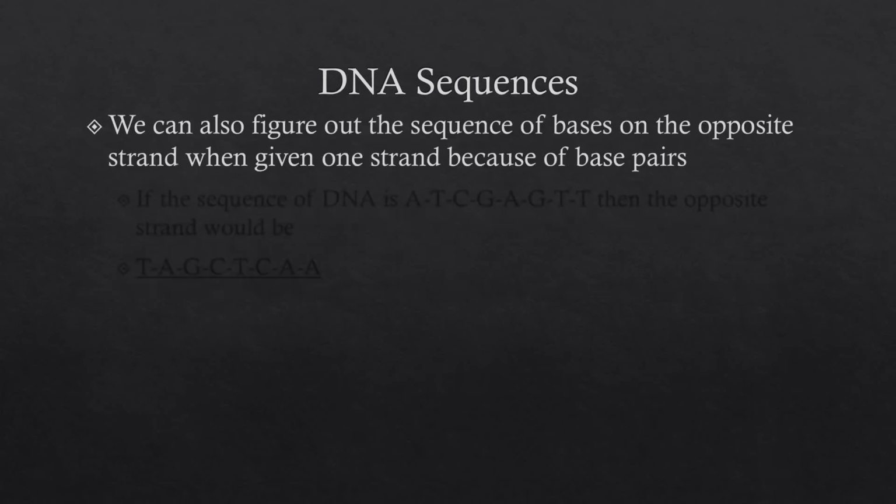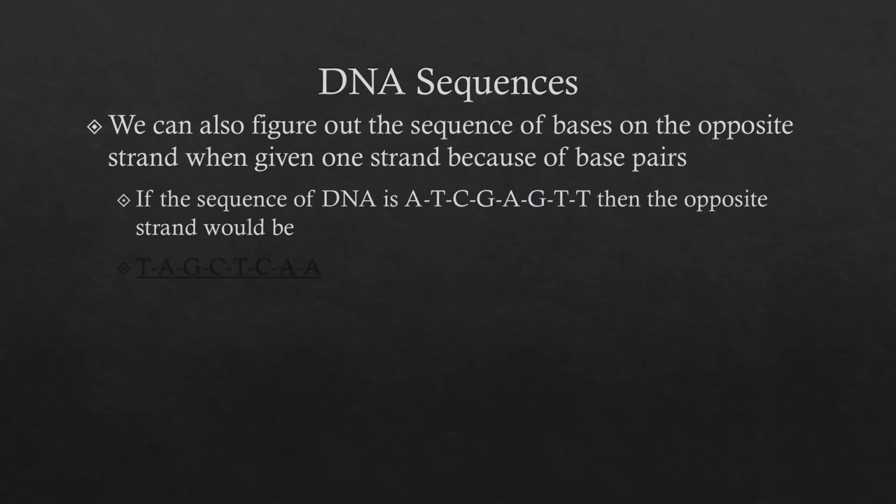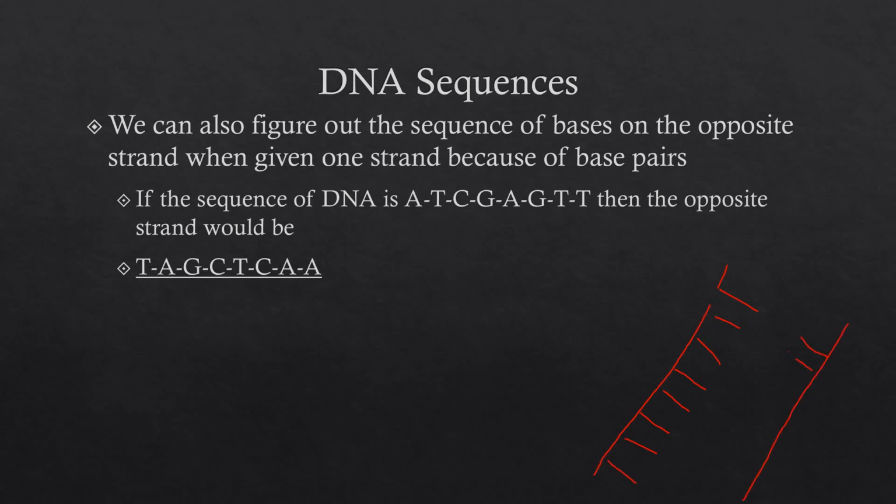So we can also figure out the sequence of base pairs on the opposite strand when given one strand because of these base pairs. So when given one side of the DNA, because you know that our DNA is a double helix, if we know what the sequence is, then we should be able to figure out what is going to be on the other side because of our complementary base pairs.